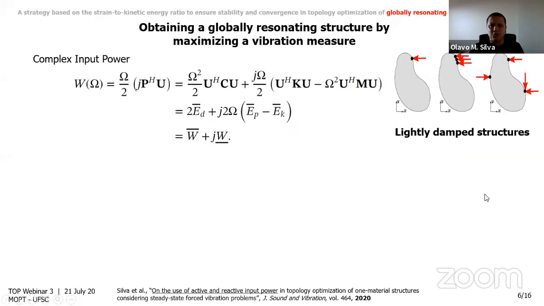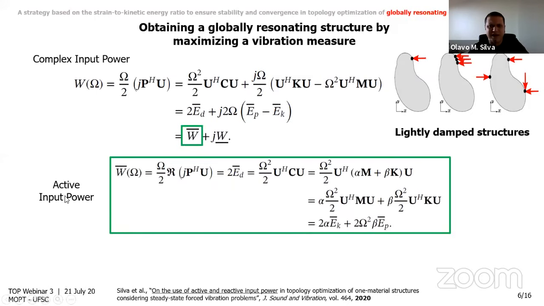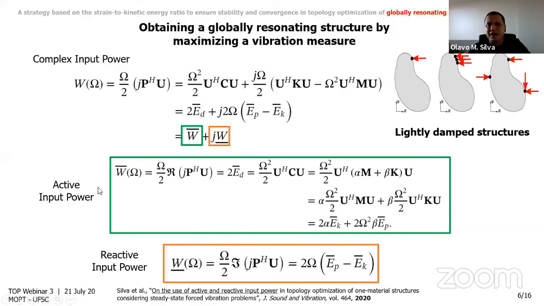So we choose to work with the total input power in its complex form, the complex input power, considering proportional damping. Its real part is the active input power, which is the effective power injected into a system by all the loads, representing the global behavior of the structure. Here we can see the strain energy, and here we can see the kinetic energy. And the objective is to maximize the active power to obtain resonating structures.